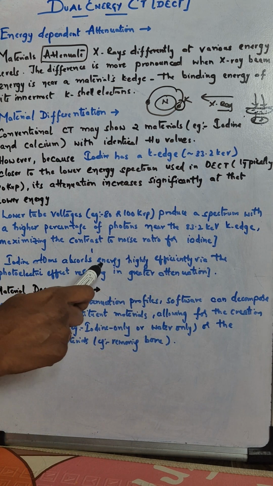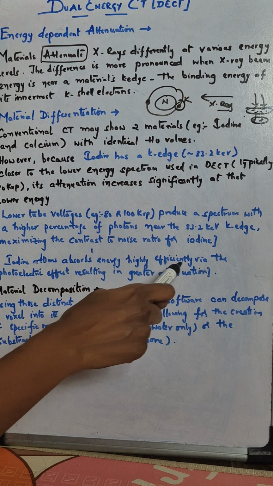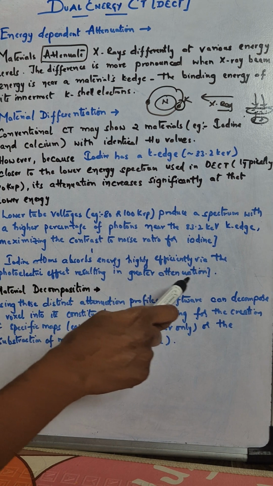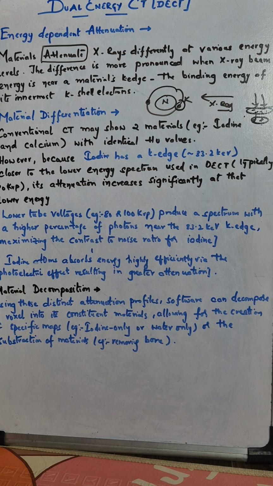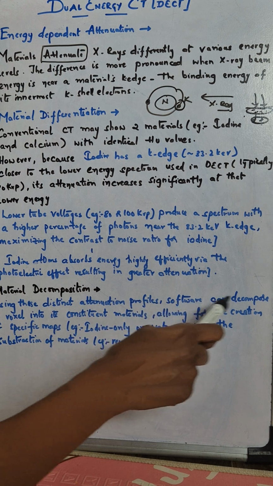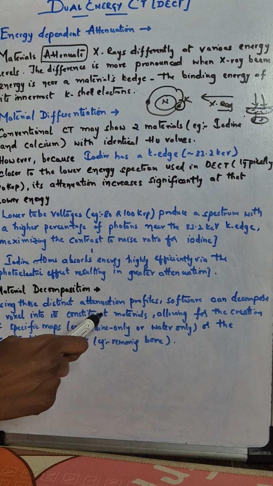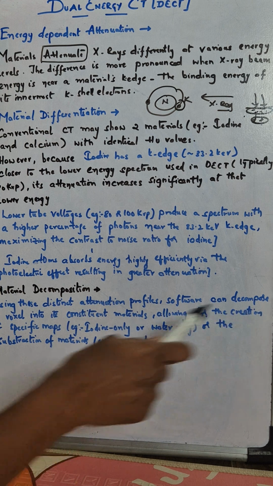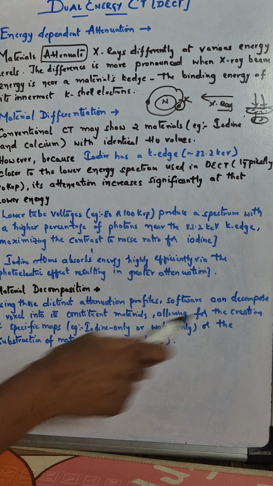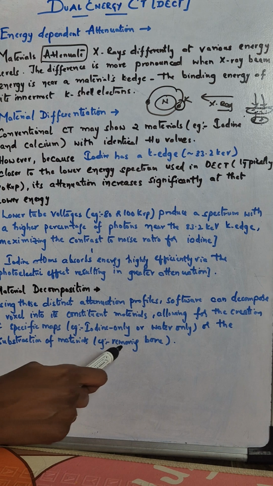Iodine atoms absorb energy highly efficiently via the photoelectric effect, resulting in greater attenuation. Next is material decomposition. Using these distinct attenuation profiles, software can decompose a voxel into its constituent materials, allowing creation of specific maps: iodine only maps, water only maps, or the subtraction of material, that is removing bone.